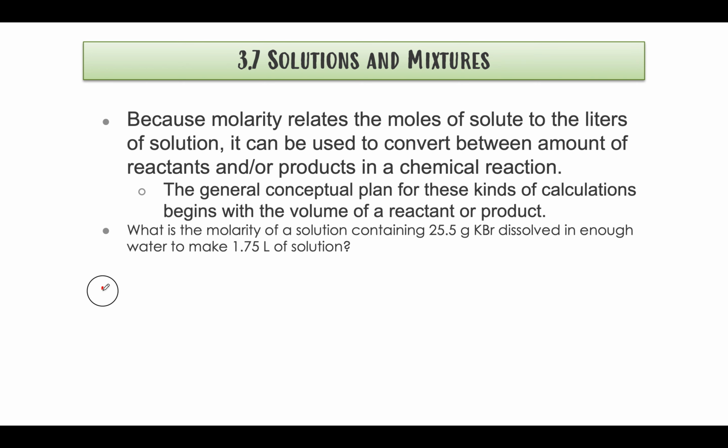So remember what molarity is. Molarity is moles of solute over liters of solution. Now we have grams of potassium bromide, that's our solute, but we don't have moles, so we have to convert grams to moles, and we use molar mass.